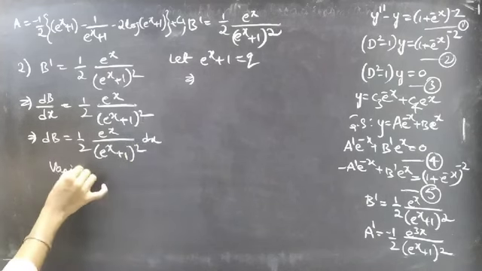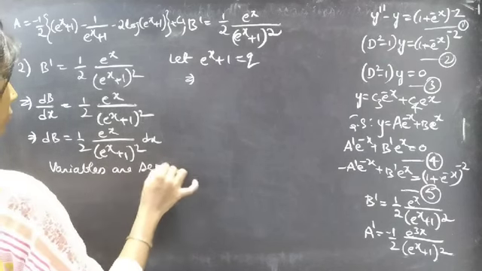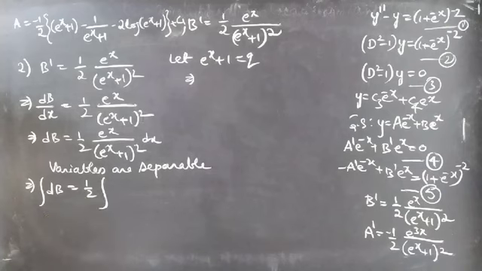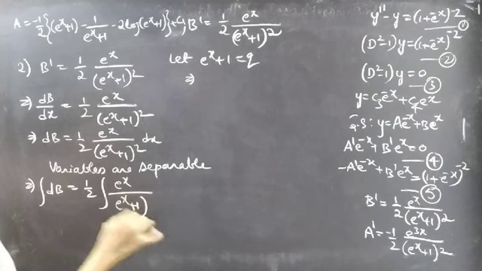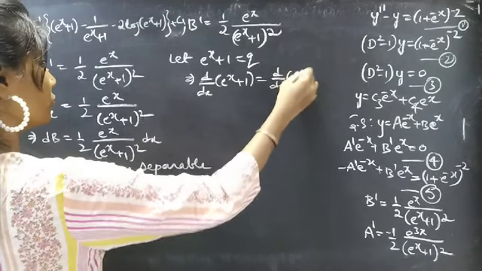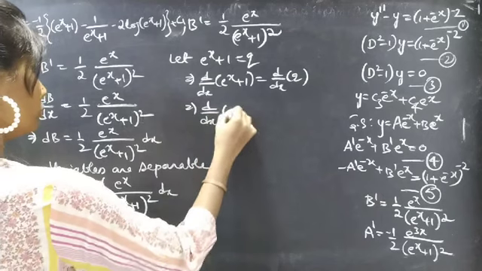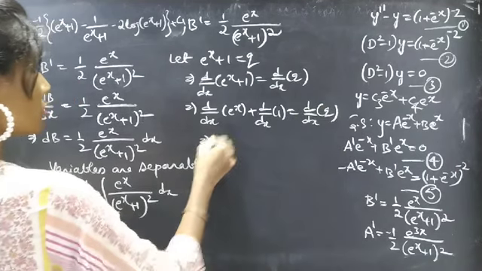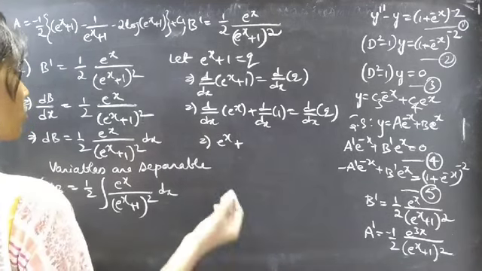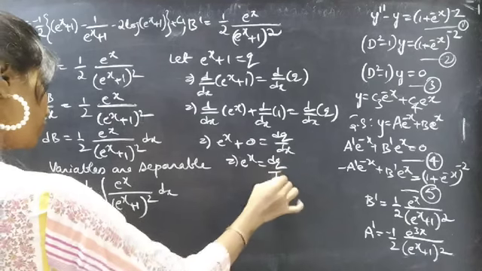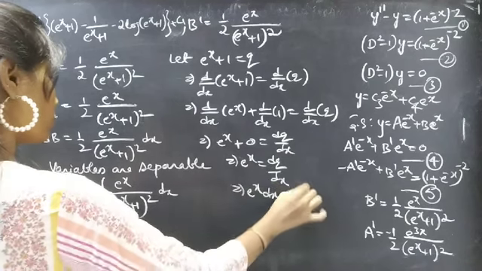Here the variables are separable, so we can perform integration. Integral dB equals 1 by 2 integral e power x by (e power x plus 1) whole square into dx. Let e power x plus 1 equal q. Then just differentiate on both sides with respect to x. This gives us the derivative of e power x with respect to x, which is e power x, plus the derivative of 1 with respect to x, which is a constant and is 0, equal to dq by dx. From this we'll get e power x dx equals dq.